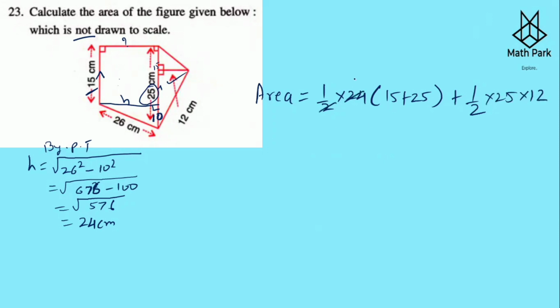So 2 ones are 2, 12s are 12. 15 plus 25 is 40. 12 fours are 48, so this is 480. 2 sixes are 12, 25 sixes are 150. 480 plus 150: 0, 8 plus 5 is 13, carry 1, 6 plus 2, 4 plus 2, 6. 630 square centimeter is the area of this figure.